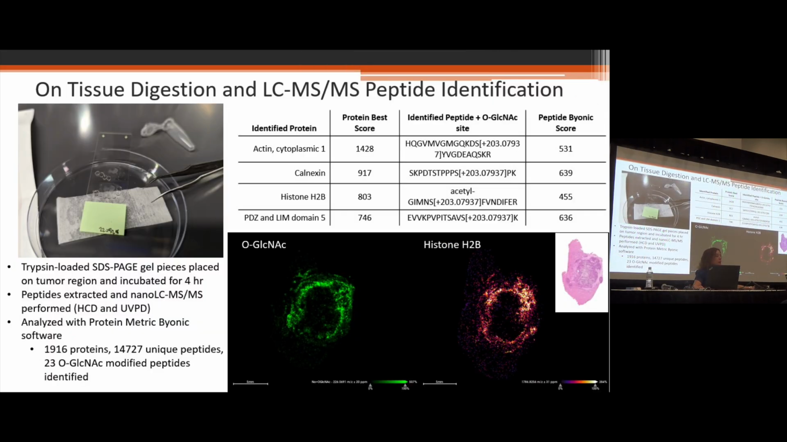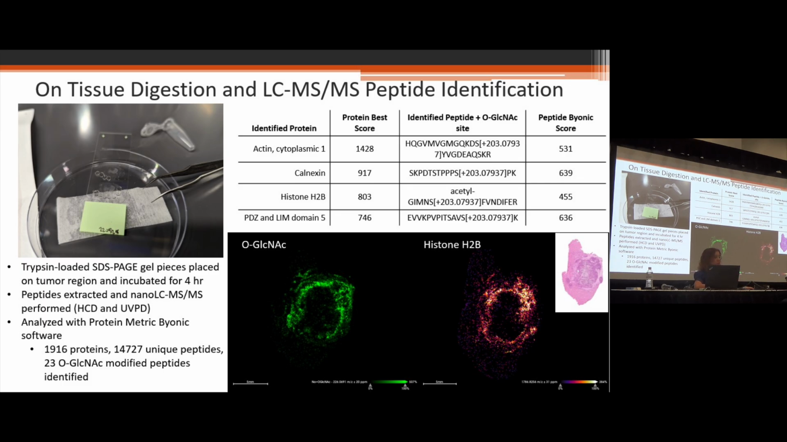Now we also wanted to correlate what we saw with these O-GlcNAc modifications in tissue to what proteins they might be coming from. To accomplish this, we had sections of tissue, and we wanted to treat things as similarly as possible.